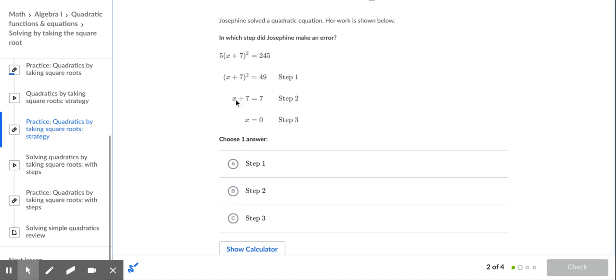And so if you're not getting that second answer, then something went wrong. So it's here. The mistake is there should be a plus or minus right here.